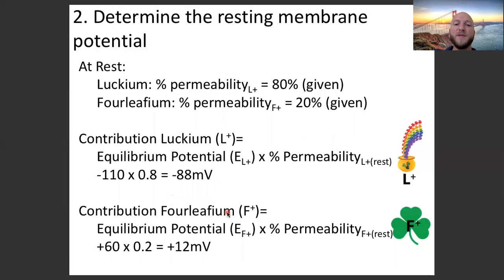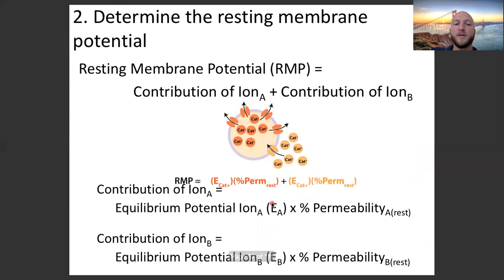For the second lithium, we follow the same process. Its equilibrium potential is 60, positive. We're going to multiply it by a permeability of 0.2, and we come up with 12 millivolts. Now, we add them together. Contribution of A plus contribution of B.